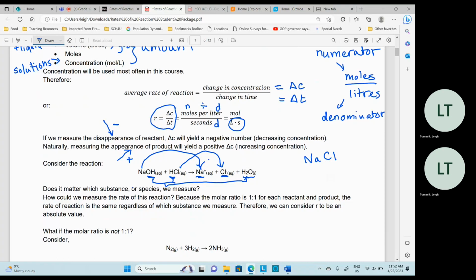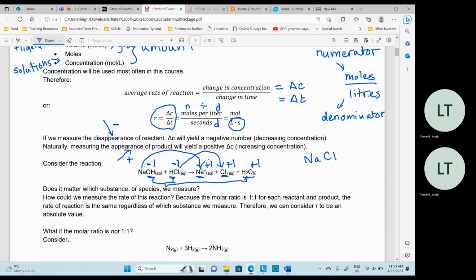So think about it this way. If one molecule of sodium hydroxide reacts, we have one less. So this will go down by 1. And it will react with 1 mole of hydrochloric acid. So this will go down by 1. And we will make 1 sodium and 1 chlorine and 1 water, right? So the rate is the same. These guys will all happen in the same amount of time. As soon as the sodium hydroxide and the hydrochloric acid go away, the other 3 are made. Okay, so they appear and disappear at the same rate.